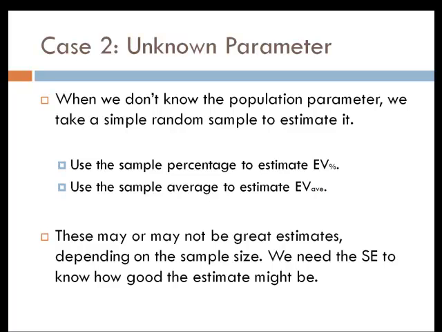Now when we got to chapter 21 and the end part of chapter 23, we're going backwards. We're saying we don't know what that parameter is, and so we're going to take our simple random sample and try to estimate it. And we use the sample percentage or the sample average to help estimate the expected values. Now these might not be really great estimates depending on the sample size. So we calculate the SE to tell us how good the estimate might be.